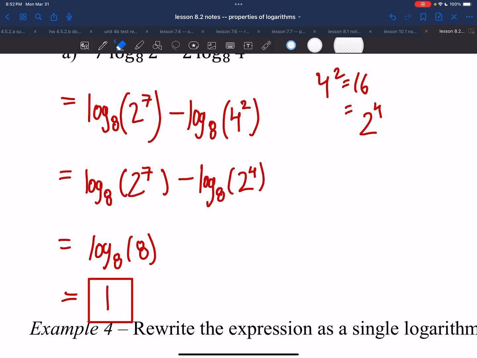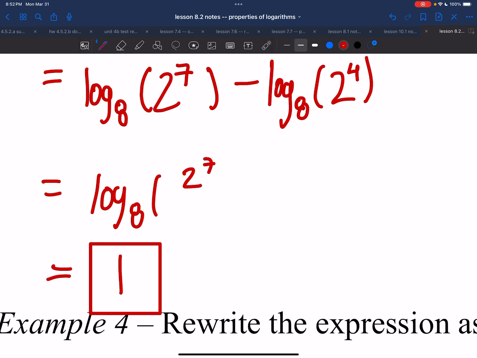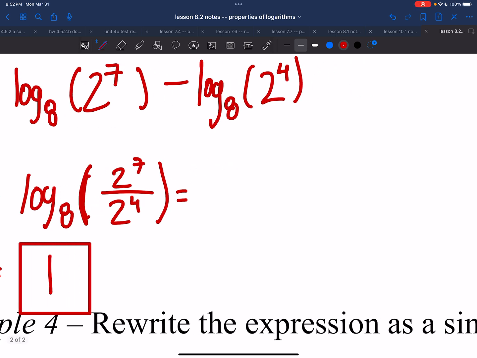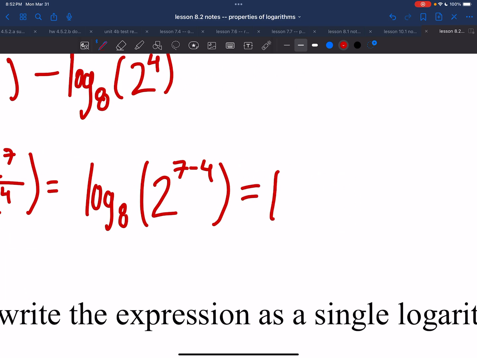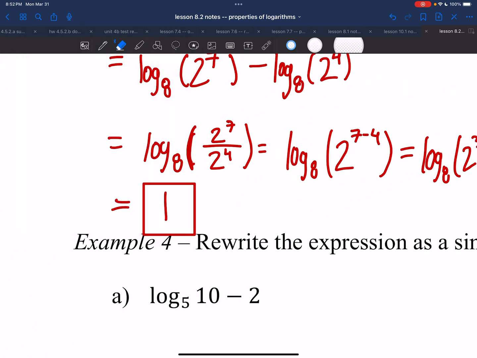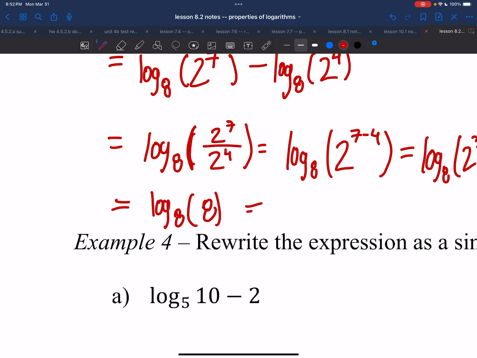The reason I'm going to choose to do that is because if you put those in the same base there, then it's subtraction of logs. Quotient rule means you do 2 to the 7th divided by 2 to the 4th. Oh, but wait. Since they're the same base and you're dividing them, that's exponential subtraction in the exponents. That's 2 to the 7 minus 4, right? Which is log base 8 of 2 cubed, which I'm going to write right here. 2 cubed is 8, which comes out to 1.